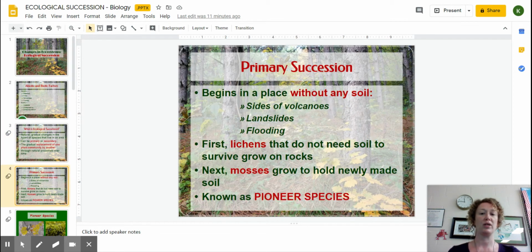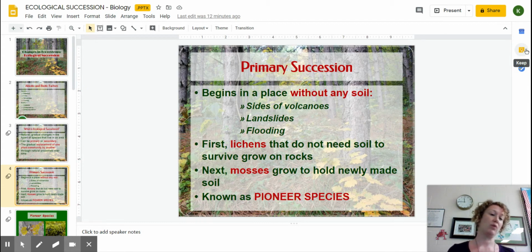So again, primary succession begins in a place without any soil. If you think about some examples of that, it would be sides of volcanoes, landslides, flooding that takes away soil. Flooding doesn't always have to take away soil, but it might. One major problem that people have when trying to determine if it's primary or secondary succession is how terrible does the event sound? Does a tornado sound terrible? Yeah, a tornado can be devastating.